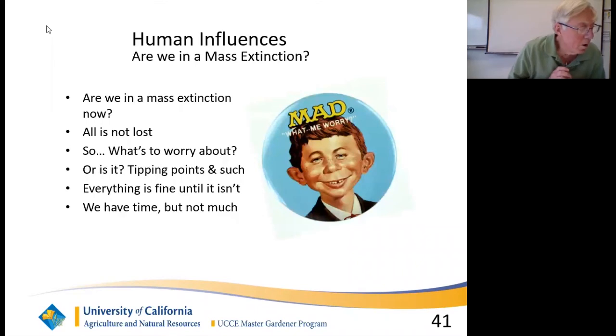So the question is, are we in a mass extinction now? And the answer is probably not. Remember, a mass extinction is when 50% of Earth species go extinct in less than 1 million years. Well, folks, we aren't even close. We got to step up our game.